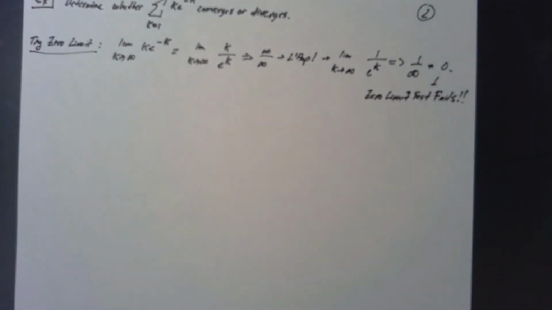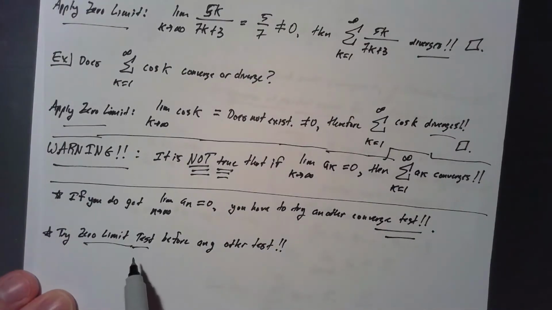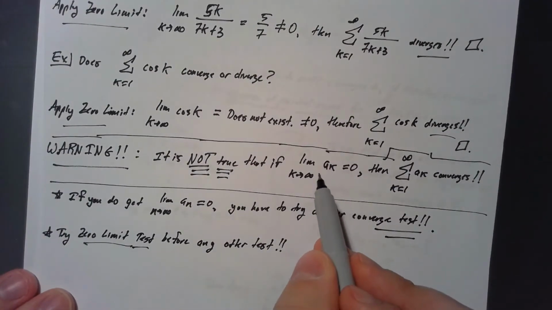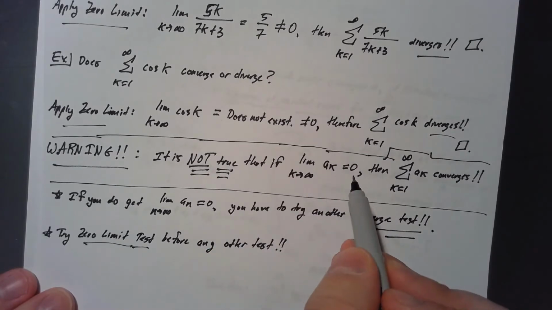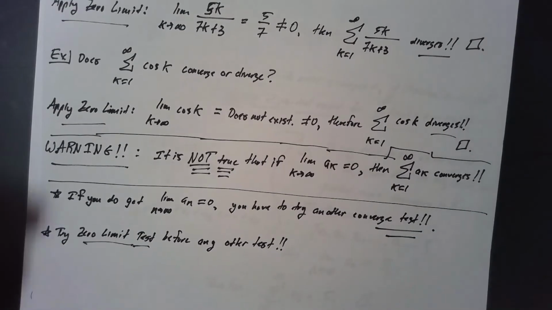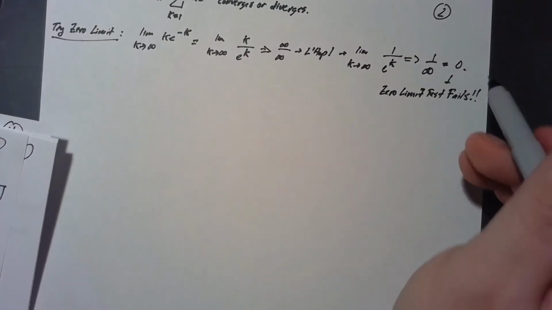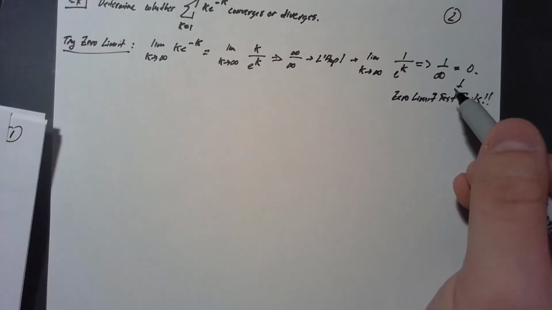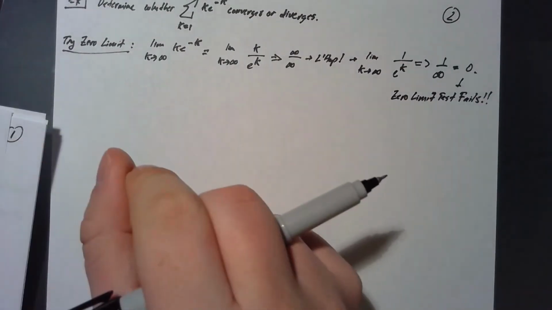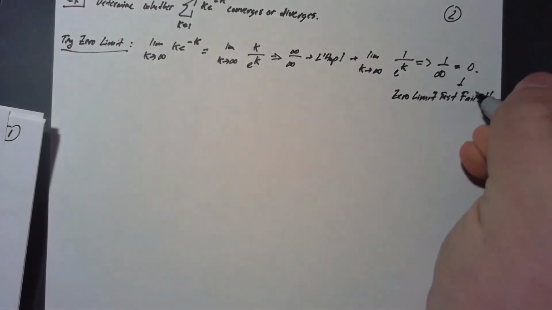Remember, do not make this mistake. Don't say that this is not true. If you got the limit of the series to be 0 and you say that it converges, that's wrong. You cannot say that. So if you did this yourself and you got 0 and you say, oh, it converges, that's not right. The zero limit test says nothing about convergence, only divergence. Otherwise, the test fails. So we have to try something else.